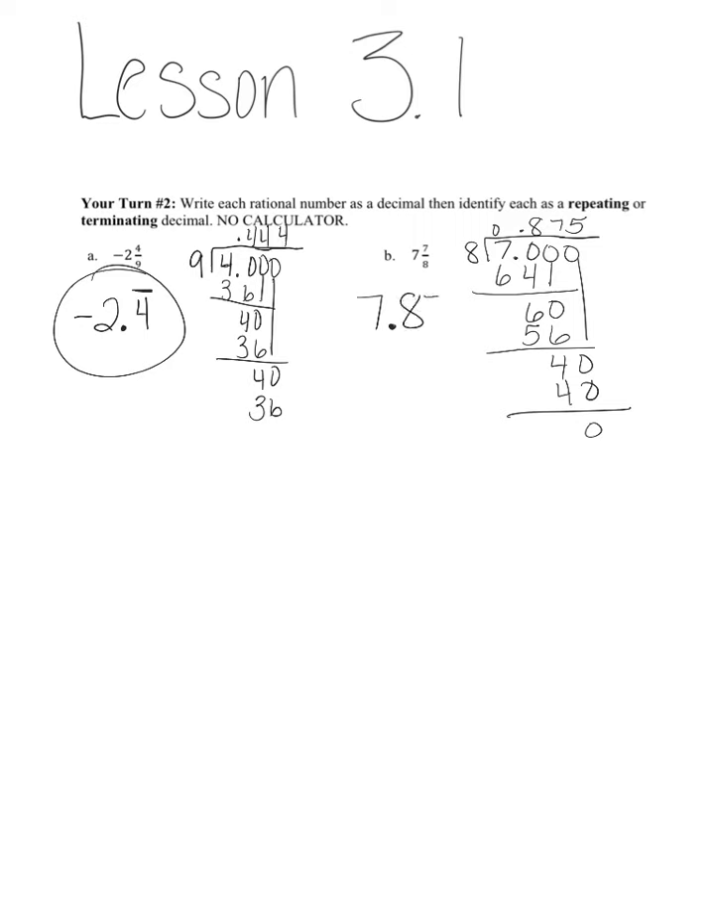So I can add my decimal here for my final answer of 7.875. And I'm going to abbreviate with a T that this is a terminating decimal, where in A, it is a repeating decimal.